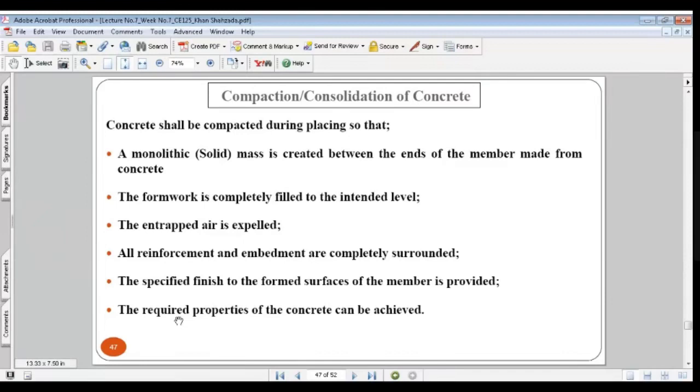The next is, the required properties of the concrete can be achieved. If you follow all these steps, then you will be able to get the required properties of the concrete: the high strength, the high durability, and the high impermeability.